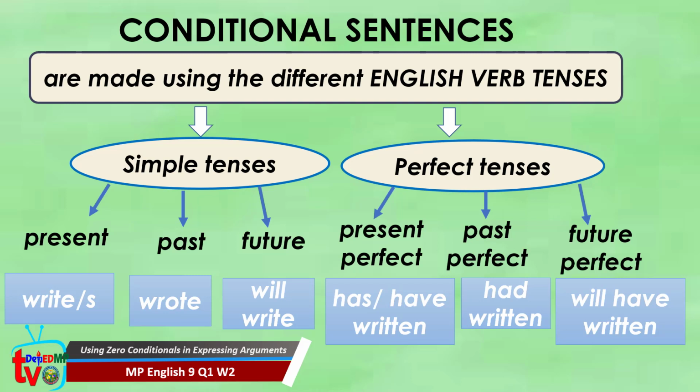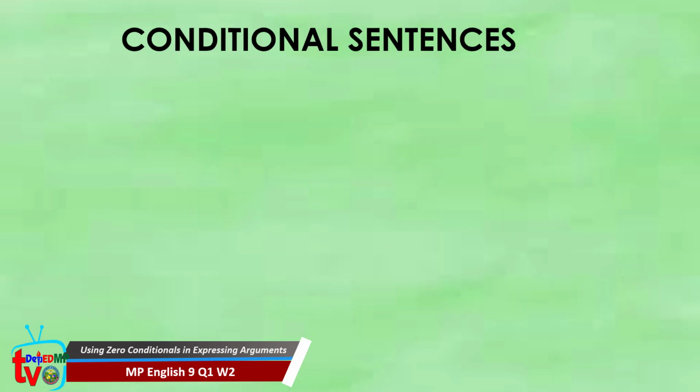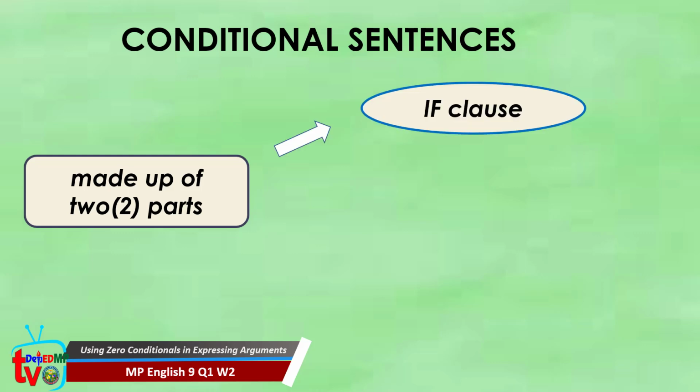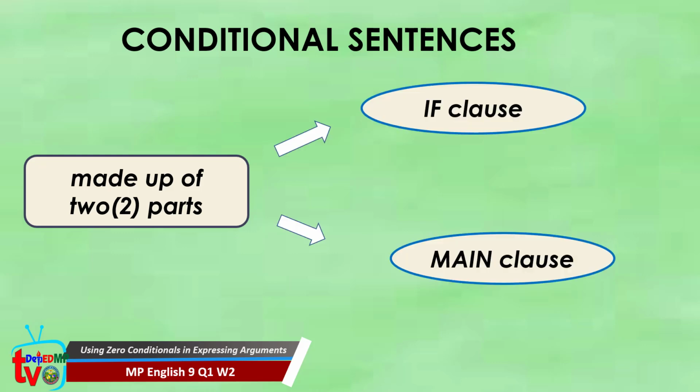If you think you need to do more practice or to write more examples, you can always pause the video before you proceed. Conditional sentences consist of 2 parts, the if clause and the main clause. We cannot construct a conditional sentence without the 2. That's why we will discuss more about this as we proceed with our discussion.